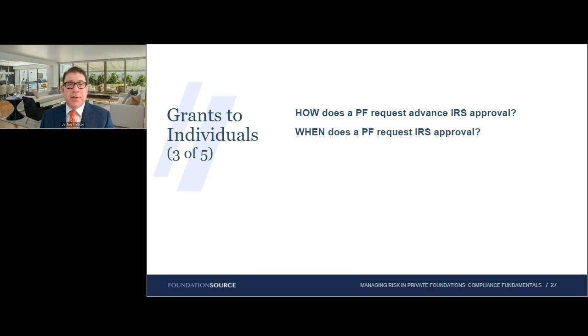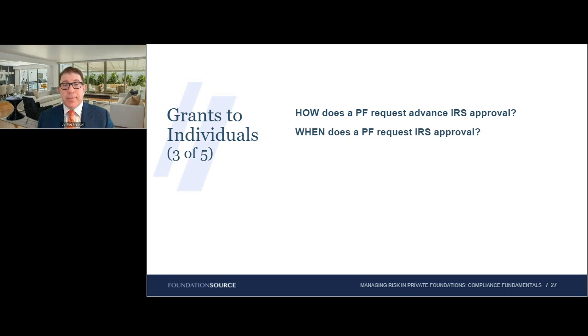So that special exception, known as the 45-day rule, says that 45 days after the foundation has, air quotes, properly submitted its request for IRS approval, grants to individuals made by the foundation in line with those procedures won't result in a taxable expenditure, as long as the foundation hasn't been notified by the IRS that its procedures are unacceptable, that there's a problem. So in that case, they'll wait for 45 days to elapse. They haven't heard anything, they'll start making grants.